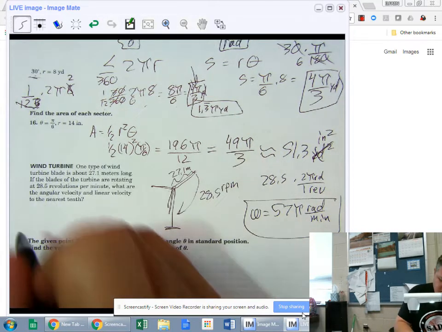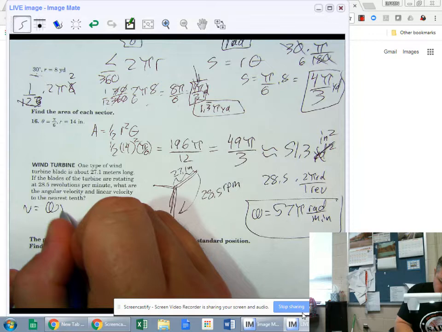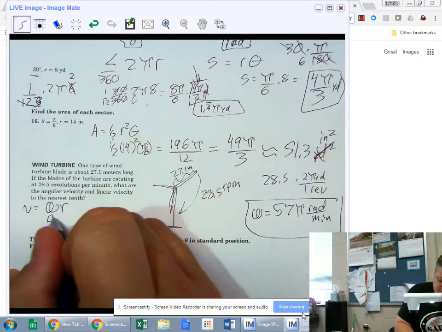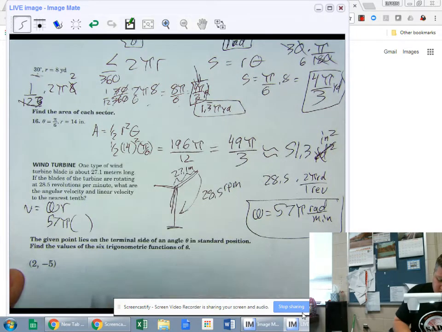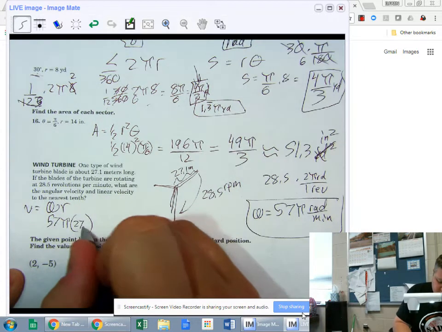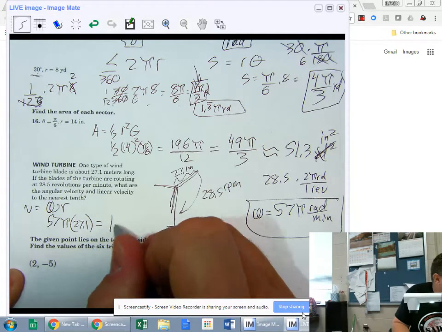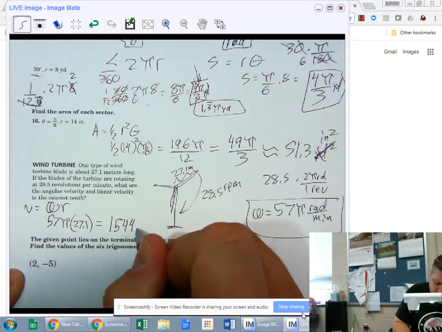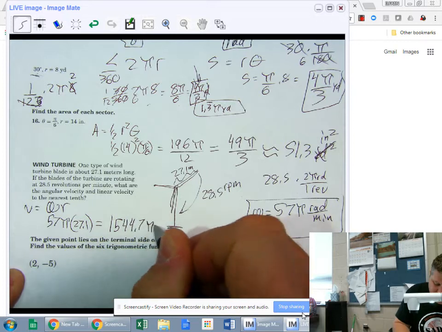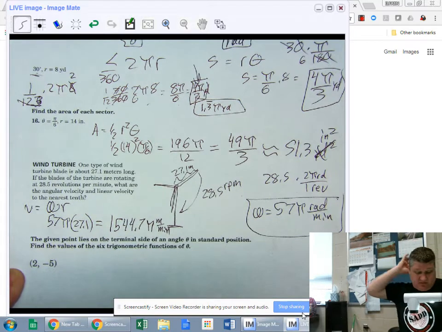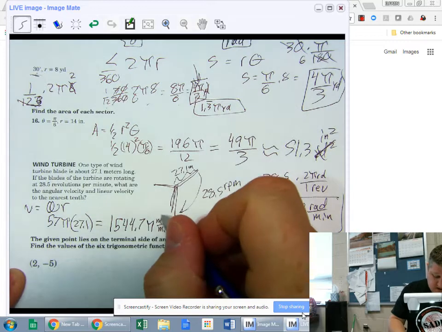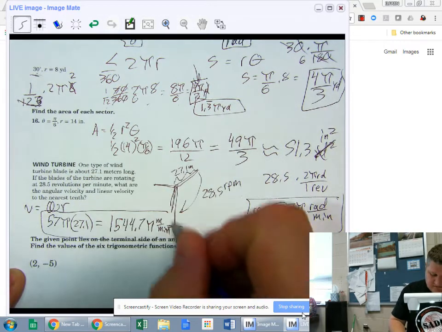Now, to get linear velocity, v equals omega r. So I simply take 57 pi times the radius, which is 27.1. Answer is, do we agree that it's 1544.7 pi meters per minute? Do we agree with that? Okay. And it is rounded to the nearest tenth.